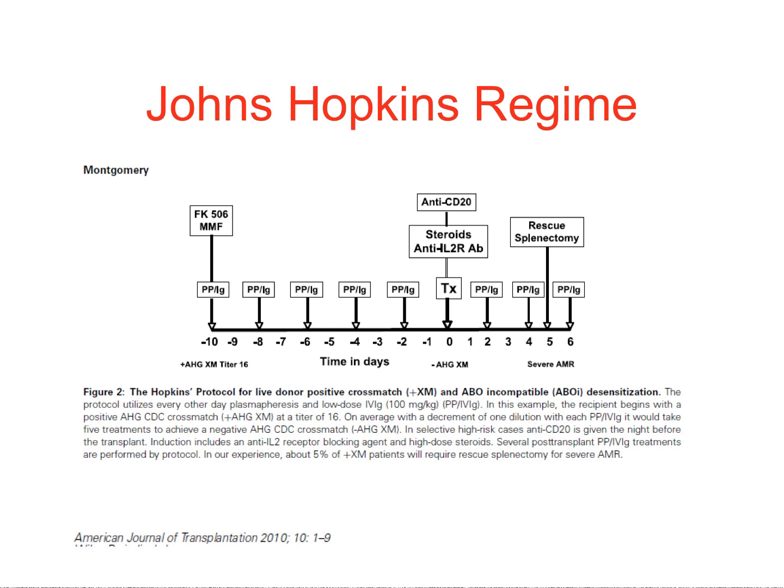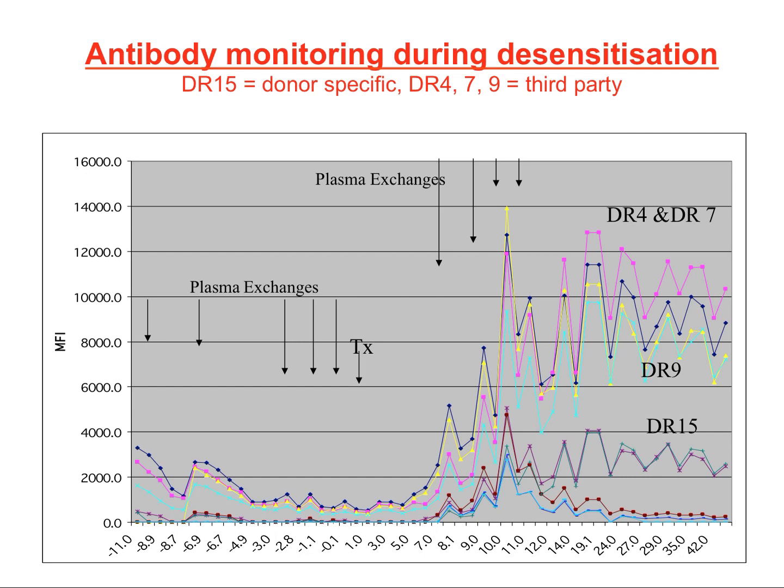In fact, the Jordan group, previous to this, had done a randomized controlled trial, the reference for which I've given you, where they showed that high-dose IVIG led to an improved transplantation rate. And this is one of the few randomized controlled trials in the field. So I've described the Johns Hopkins regime to you already, and as I say, they use the same regime for HLA-I and ABI.